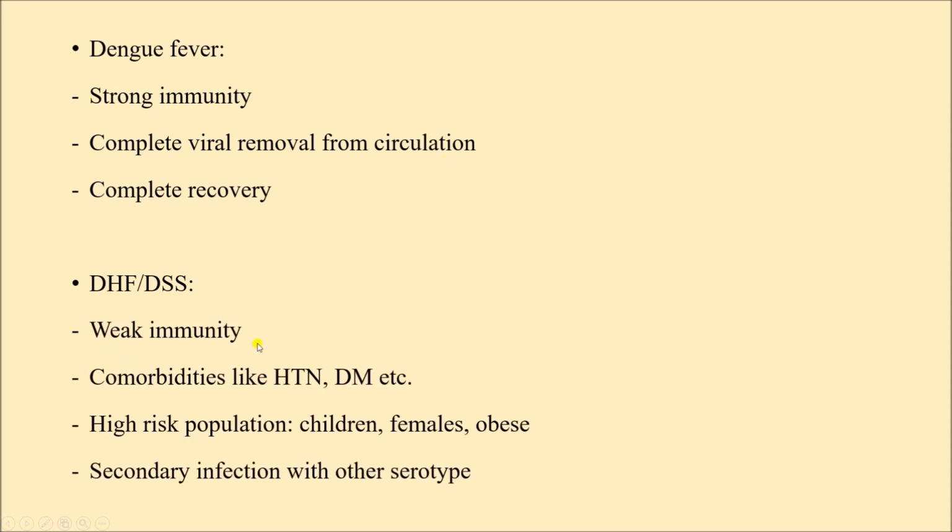But when the immunity is very weak, so the host immunity is weak, or if there is any comorbidity like hypertension, diabetes, or the person belongs to any high risk population like a child or the female gender or the person is obese. Also, if there is any secondary infection with another serotype, that means the person was infected for the first time with a particular serotype, that can be DEN1, DEN3, DEN2 or DEN4, most commonly DEN1 and DEN3, and after a few months the person is reinfected with a different serotype, that can be DEN2 or DEN4, whatever. So if all these things are present, then there is a possibility that the classical dengue fever from the febrile stage will proceed towards the complicated stage, that is the critical phase. So further complications can occur and there can be occurrence of dengue hemorrhagic fever and dengue shock syndrome.